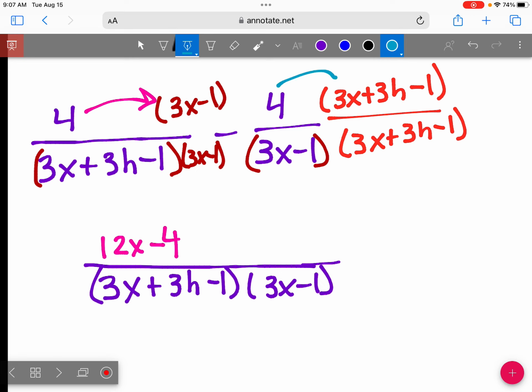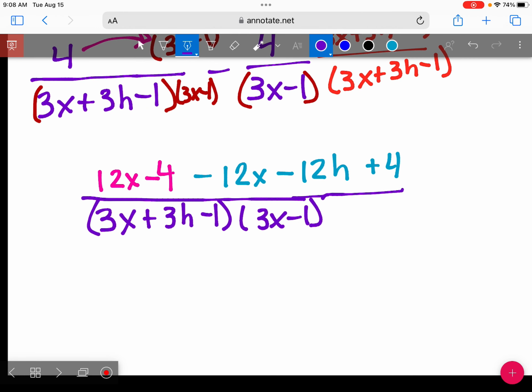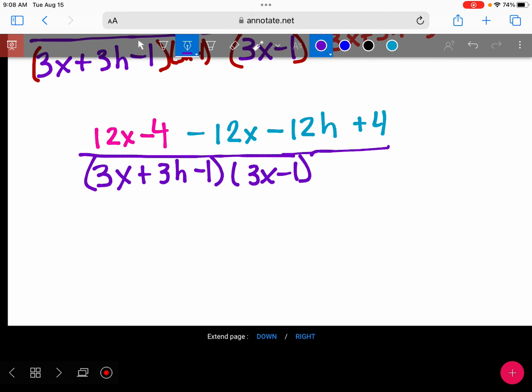All right, so we're going to take this minus 4, and we are going to distribute that sucker. So we are subtracting 4 times 3x, 12x. We are subtracting 4 times 3h, minus 12h. Minus 4 times minus 1 gives us plus 4. Do we see how all of that combined there? Because I kind of did, again, like 3 steps at once. We combined things together, we distributed, and I distributed the minus sign. So that was a lot of steps all at once. So now we're just simplifying this numerator.